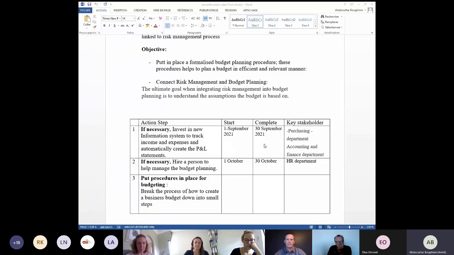The key stakeholders are the purchasing department and the accounting and finance department. After that, if necessary, hire a person to help manage the budget planning. It starts the 1st October and finishes the 30th of the same month. The key stakeholder is the HR department. The third one is to put procedures in place for budgeting.